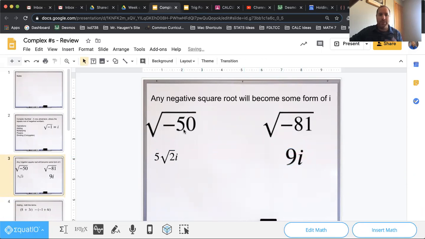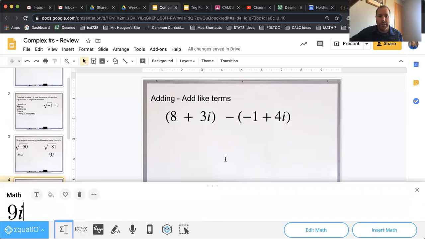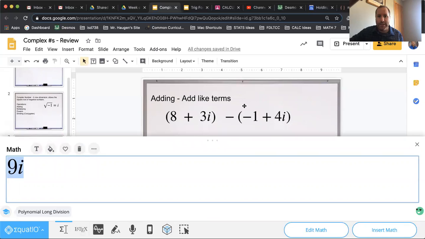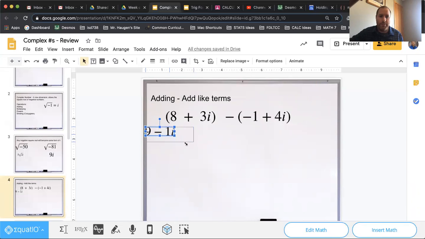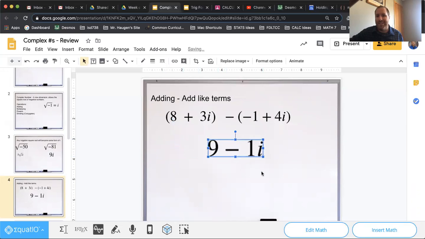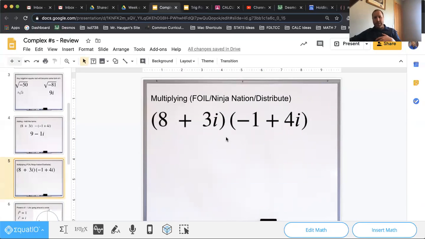Whenever we got the negative under, we simplify the square root like we would regularly, and then the negative square root becomes i, right? Adding complex numbers, just like we would add anything, we add their like terms together. So in this case here, we'd add the 8 minus -1, so that would be itself 9, and then we'd have 3 minus 4, which would be -1i, and you wouldn't have to put the 1 there if you don't want to. I'm going to put it there for emphasis, but you could also just put 9 minus i as well. So adding or subtracting, not too bad on there.